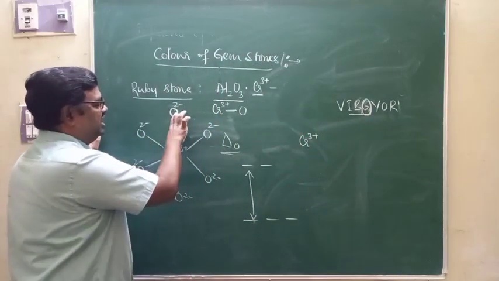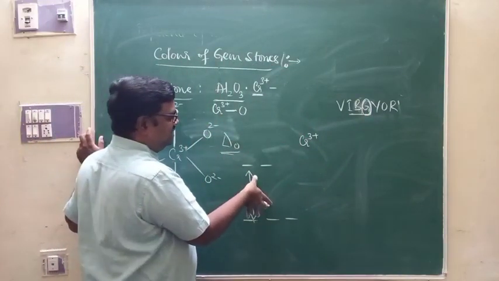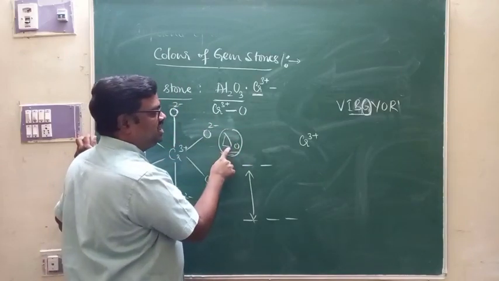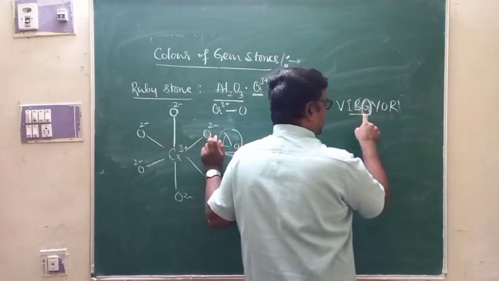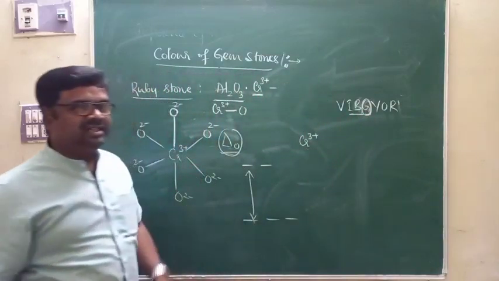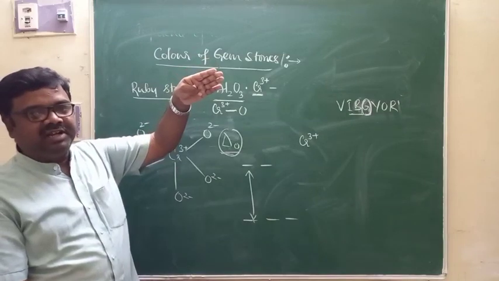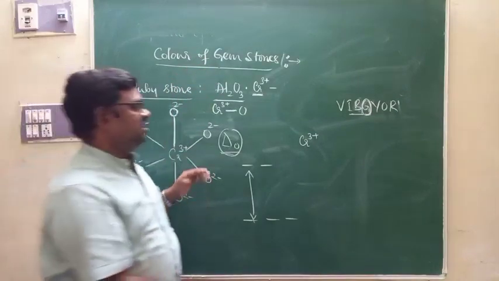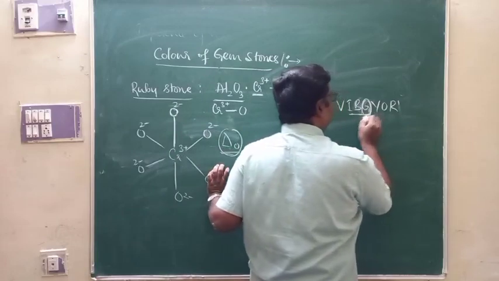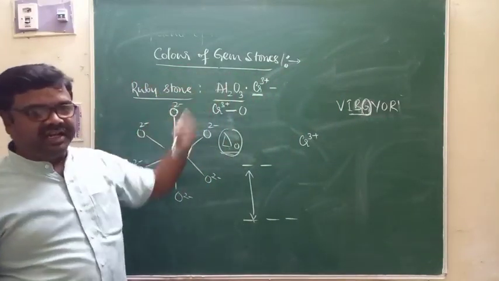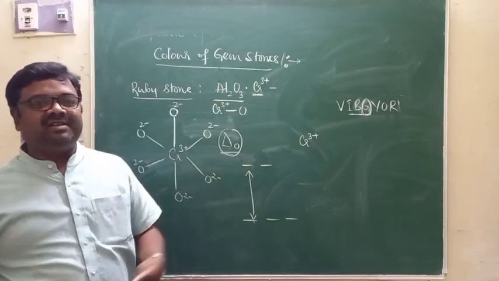Because of that strong interaction, delta O increases. Because of that high delta O, the d-d transition absorbs the radiation from the green region, the high energy region, because that gap is more. For d-d transition to take place, you need high energy radiation that will be absorbed from the green region of VIBGYOR. Therefore, that ruby absorbs green color and transmits red color.